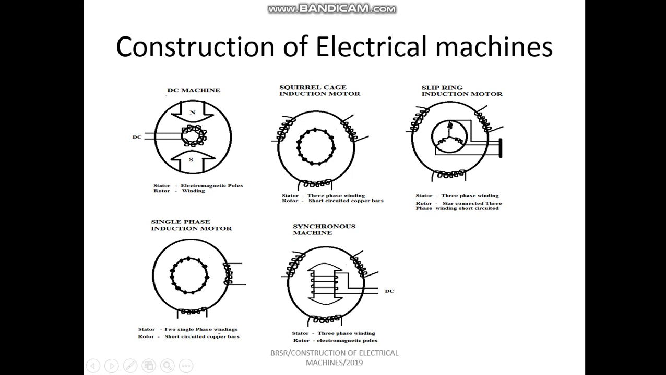The stator of a synchronous motor is similar to that of a squirrel cage induction motor or a slip ring induction motor. That is, it has a three-phase winding set electrically apart by 120 degrees. But in the rotor, there are electromagnetic poles. That is, there is a pole structure with a winding, and to that DC is given so that an electromagnet is formed. So this picture gives in a nutshell the difference in the construction between different types of machines.